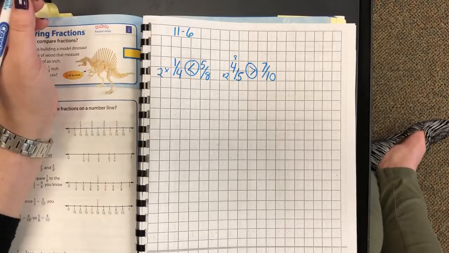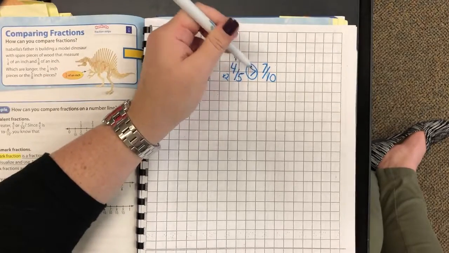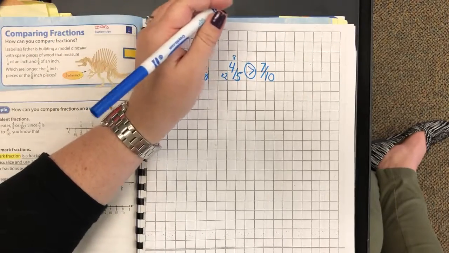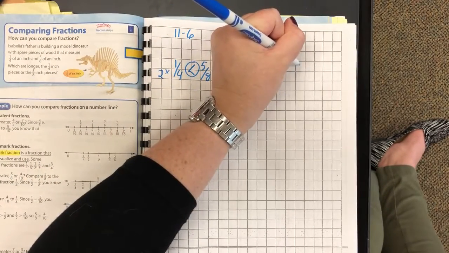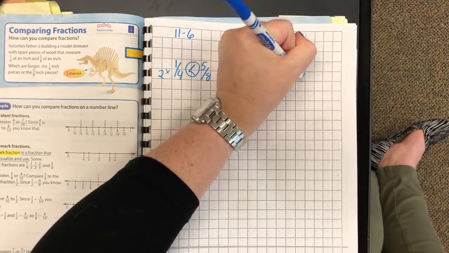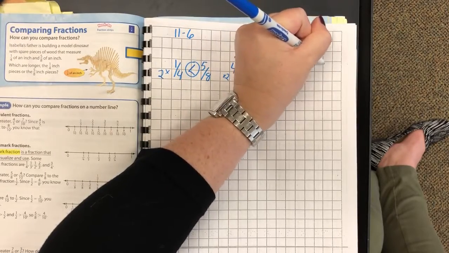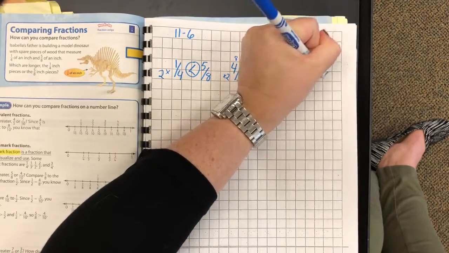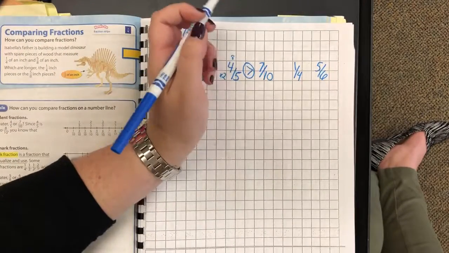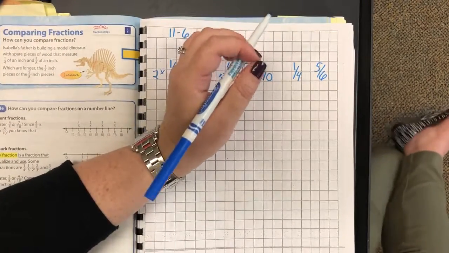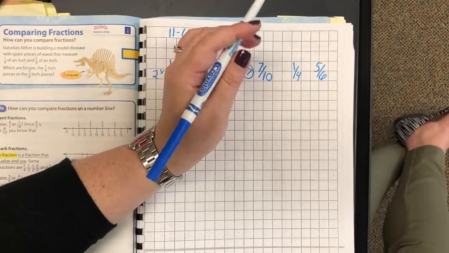Now, sometimes I don't have to try and make the denominators match because it's very obvious. Let's say, for example, 1/4 versus 5/6. First off, can I make my 4 turn into a 6? No. So here's my next step. Here's my next way of solving this.